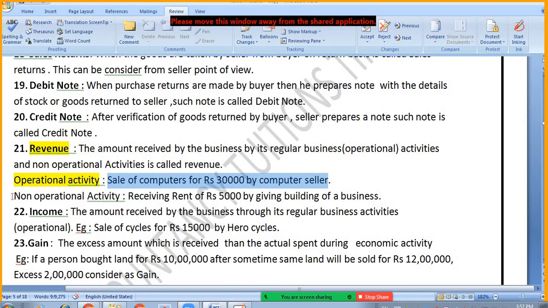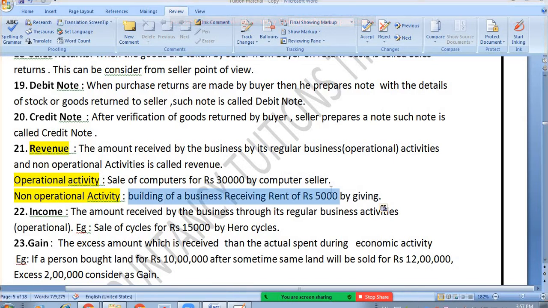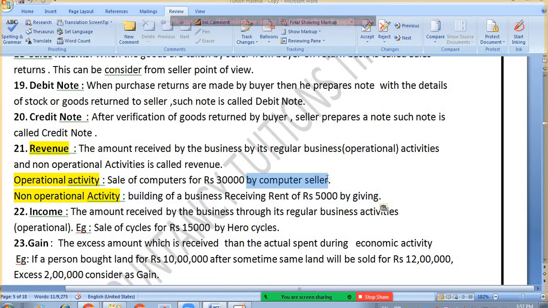And let us see what a non-operational activity is. A non-operational activity example: receiving rent of rupees 5,000 by giving a building of the business on rent. Suppose, for example, this computer shop has its own building.